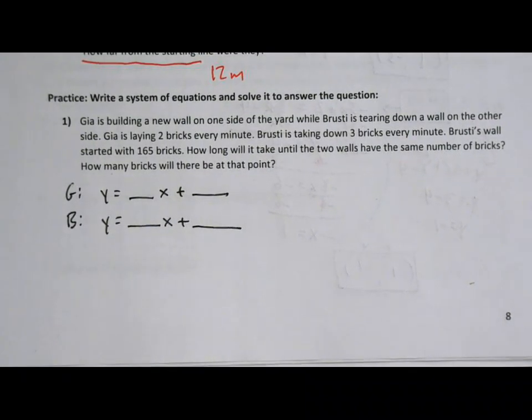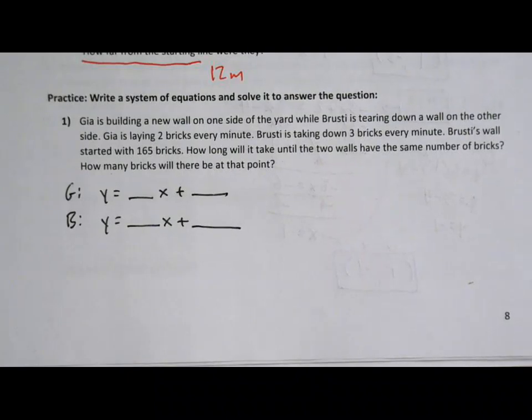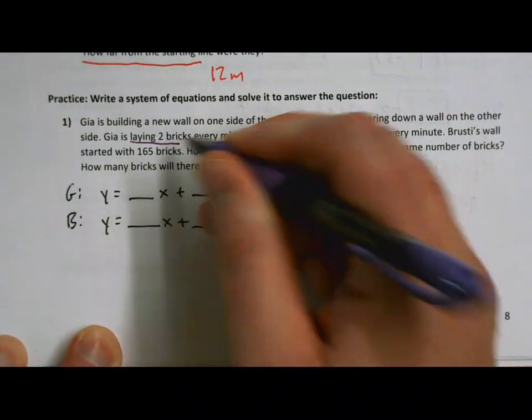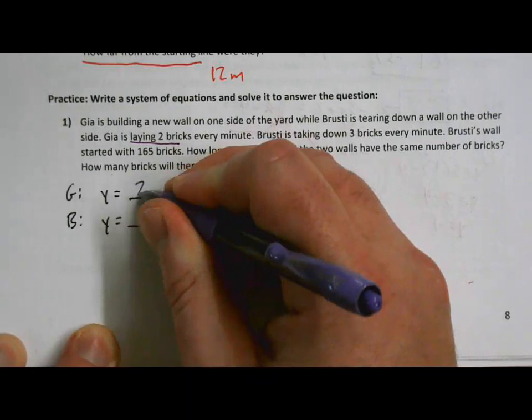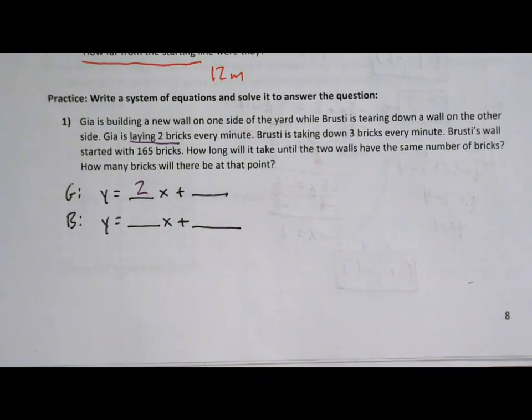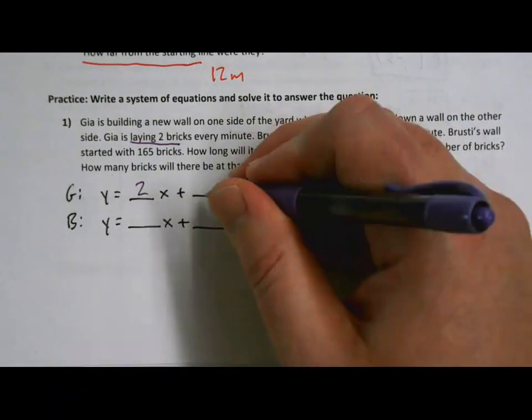Were you all able to write a couple of equations? Gia is laying two bricks. That means that Gia is adding two bricks on. So that would be a positive 2x every minute. And it doesn't say where Gia starts, so we're going to assume that Gia is starting at zero again.